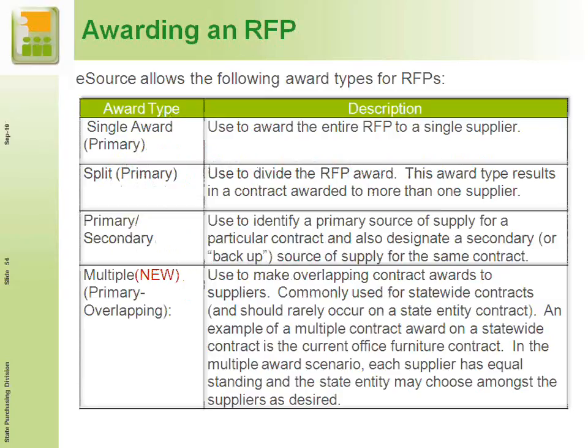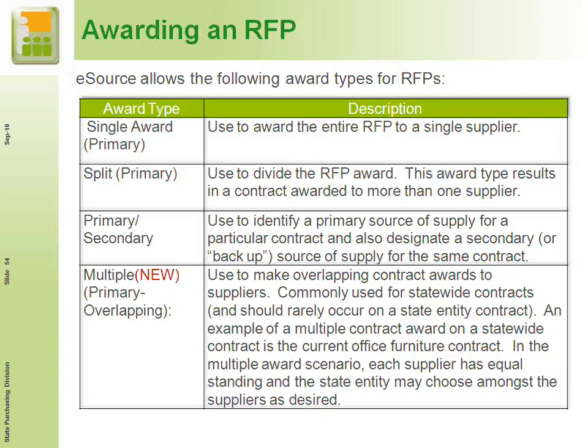As with RFQs, the single award or the primary award is awarded. You award the entire RFP to a single supplier. The split of the primary award, you would divide the RFP award, and this award type results in a contract awarded to more than one supplier. Your primary secondary, again, used to identify a backup source, and you would still have your primary source, and there would be a secondary backup source of supply for the same contract.